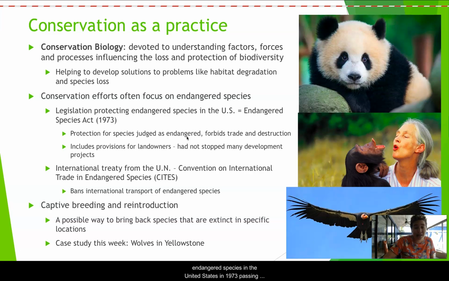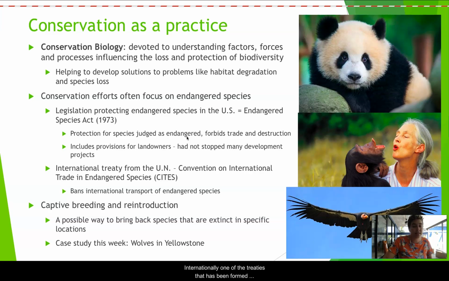In the United States, in 1973 we passed the Endangered Species Act, and this protects different species that are judged as endangered or threatened, and it forbids their trade and also the destruction of them and the habitats that support them. It does include, however, provisions for landowners to try to balance the interests of humans and those endangered species. And to date, it hasn't really stopped a lot of development projects, although it has made people do things like submit environmental impact statements, for instance.